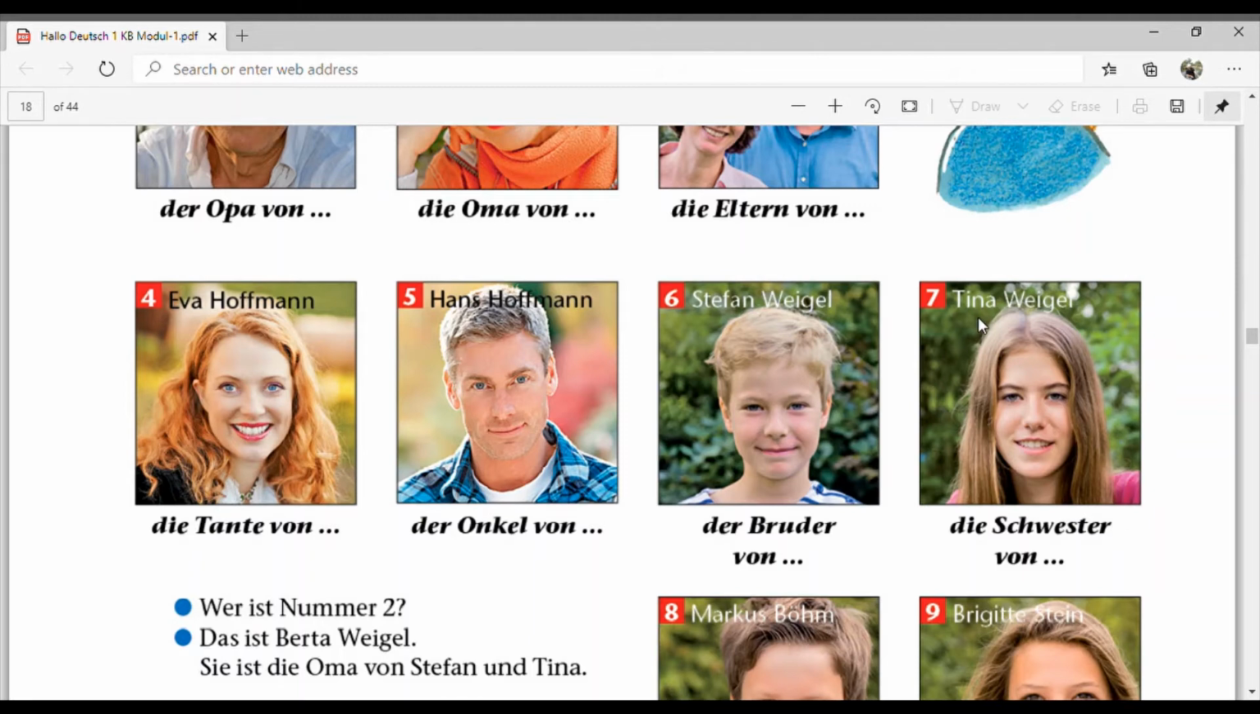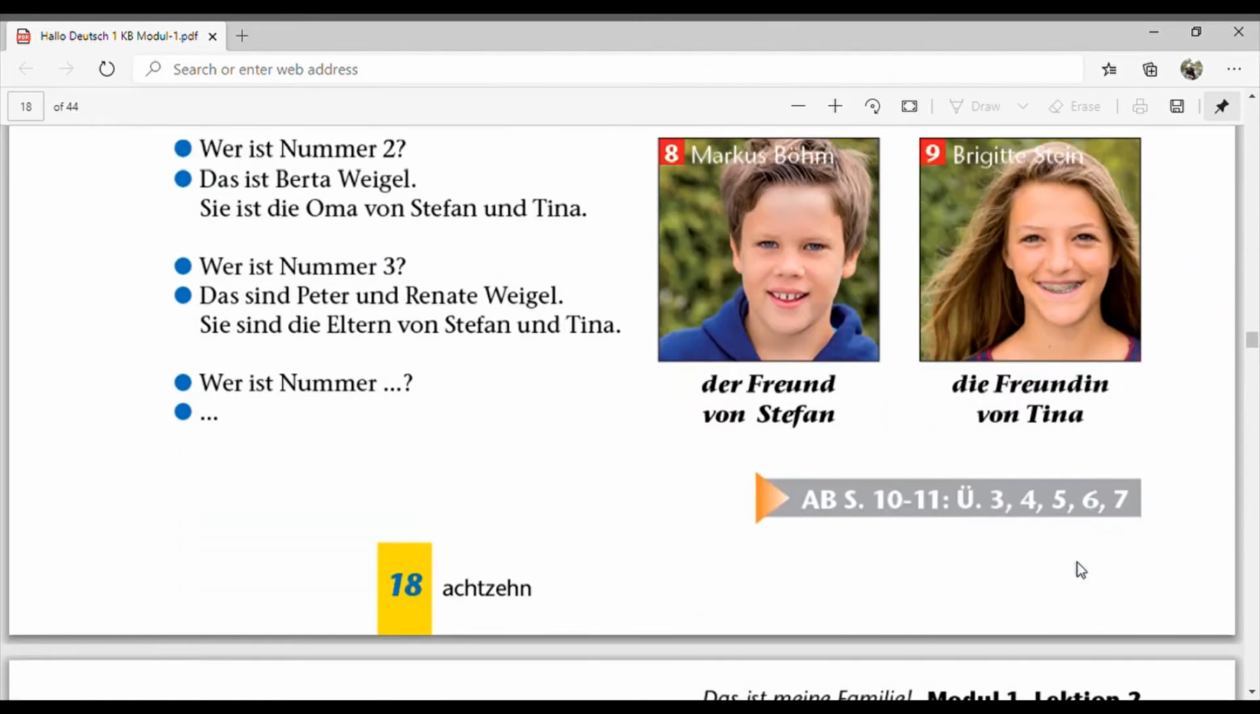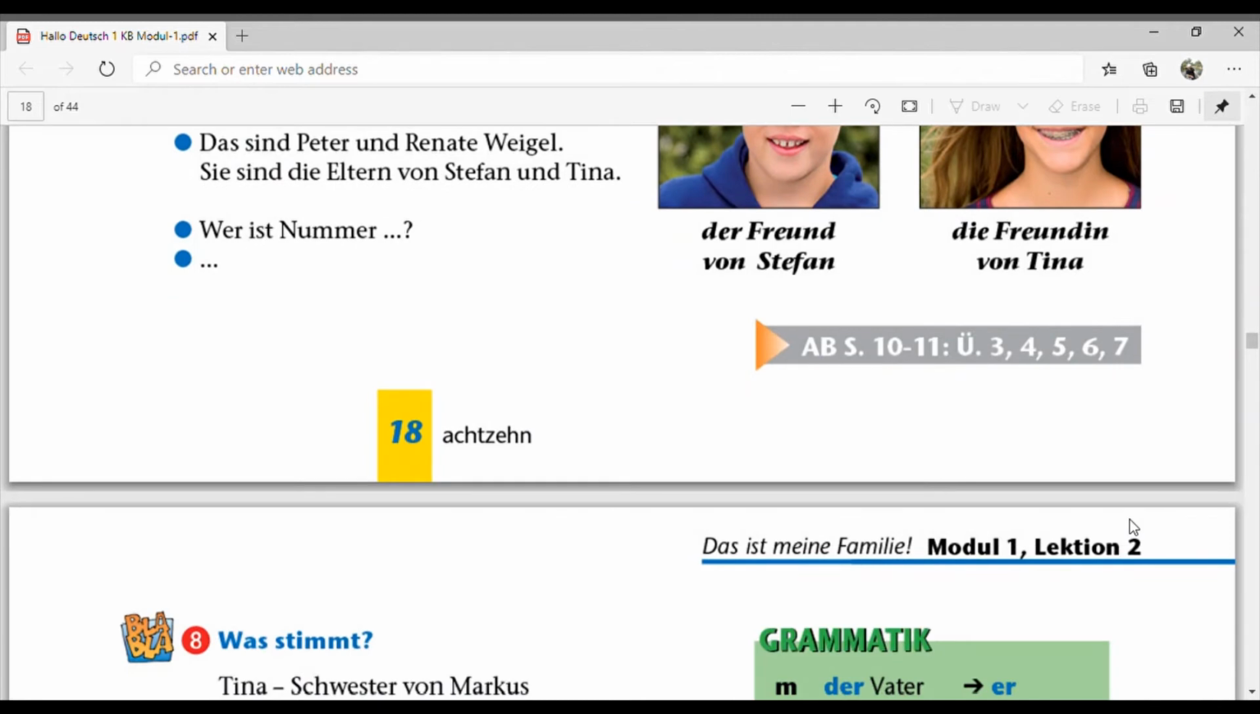Then wo ist Nummer 7? We can say das ist Tina Weigel. Sie ist die Schwester von Stefan. So in this way we can write down mini dialogues. Yeah, and for the practice of the same dialogue we can go to page number 10, Arbeitsbuch, the workbook, page number 10, 11, and then Übungen 3, 4, 5, 6, 7. Yeah, so these are all based on this kind of mini dialogues.